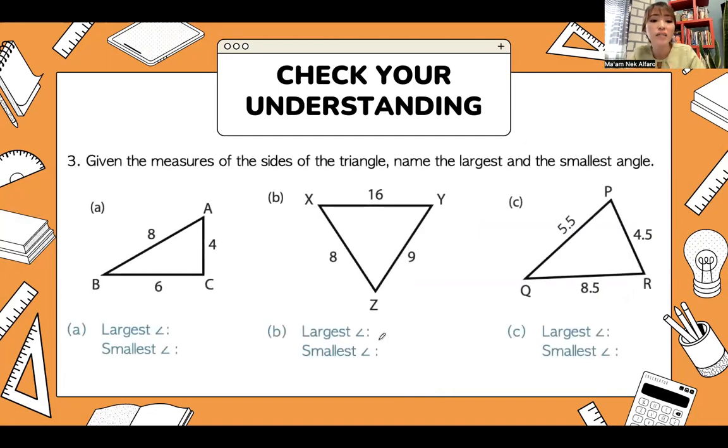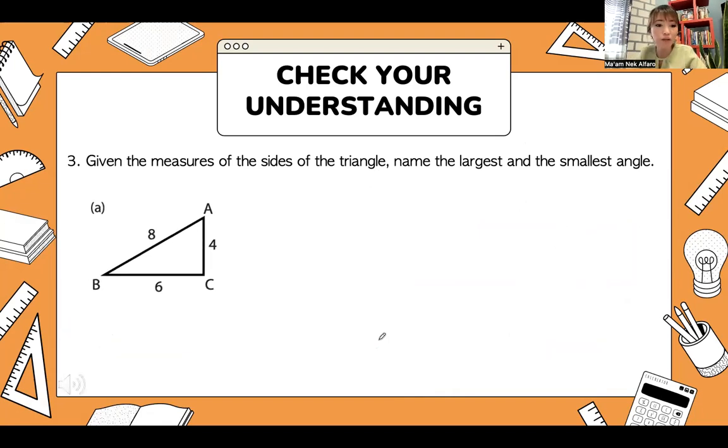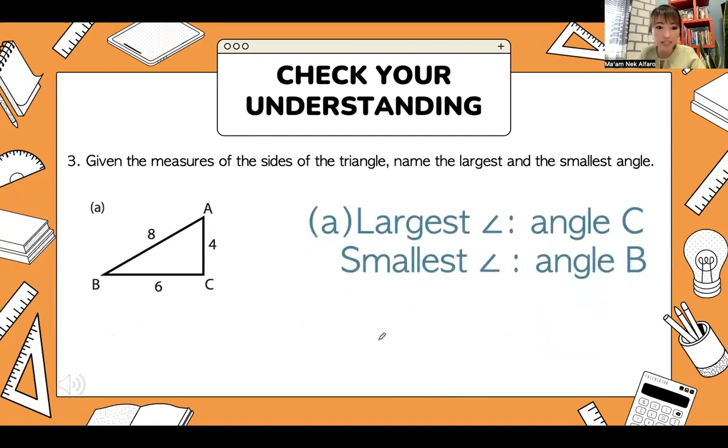How about this one? Given the measures of the sides of the triangle, name the largest and the smallest angle. Ito tayo sa una. Letter A. Based on this figure, which is the largest and the smallest angle? Correct. The largest angle is C, since it is opposite the longest side. And the smallest angle is B, since it is opposite the shortest side, which is 4.